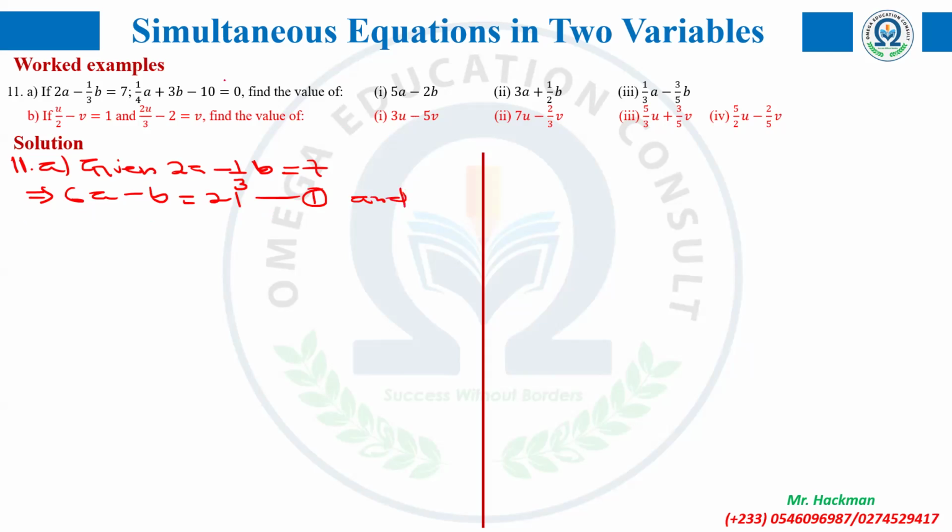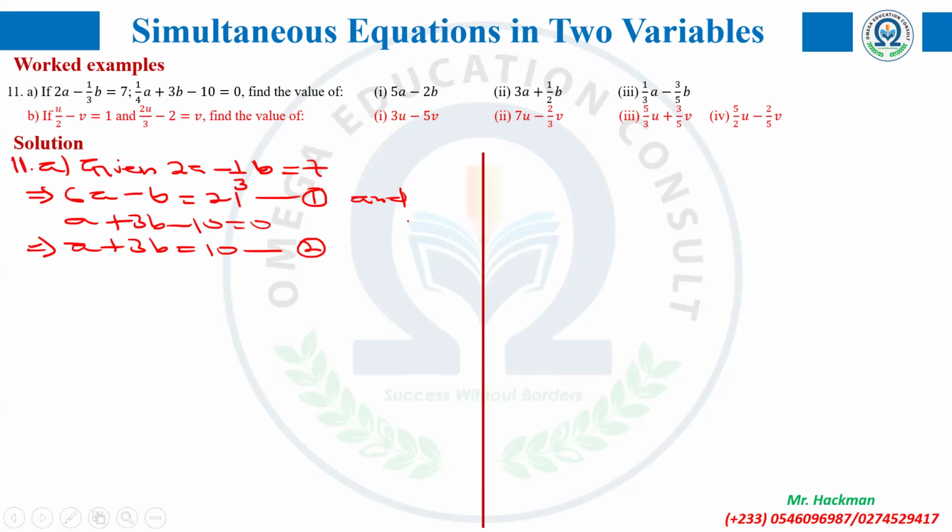Your second equation, what do we have? A plus 3b minus 10 is equal to 0. So I want to maintain the letters here and take this one to this side. I'll write this implies that I'll transform the 10. So I will call this equation what? Equation 2. Now this is what I'm going to do.